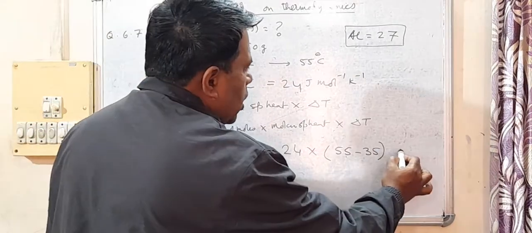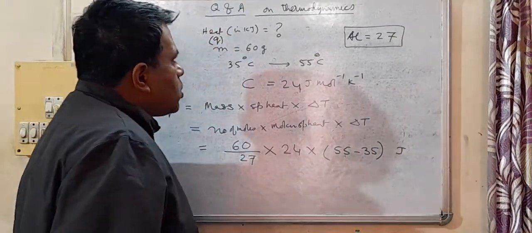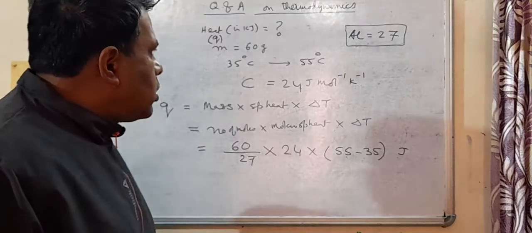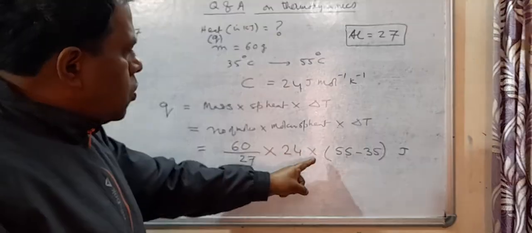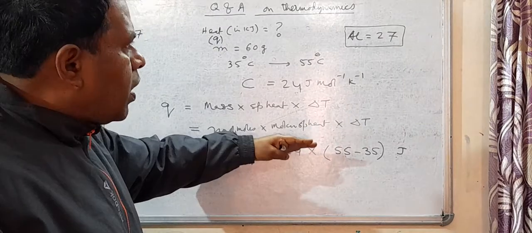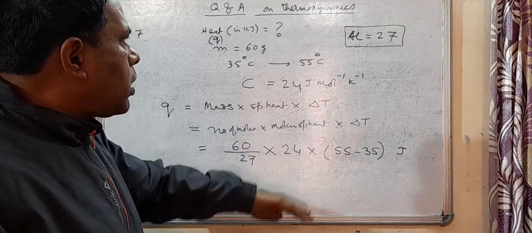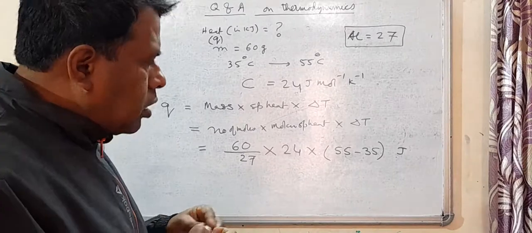Okay, so this is the answer you will get in joules, and since in the question they have said to report the answer in kilojoules, whatever you get, you divide in the last by 1000, then you get the answer in kilojoules.